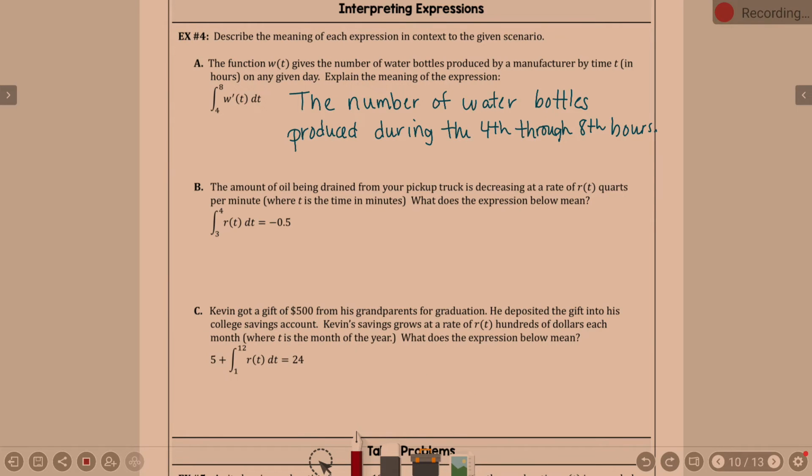Okay. B, when you're ready. The amount of oil drained from your pickup truck is decreasing at a rate of R of T quarts per minute, where T is the time in minutes. What does the expression below mean? We have the expression of the integral from 3 to 4 of R of T dt is equal to negative 0.5.